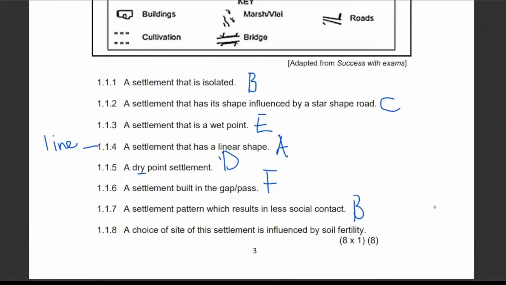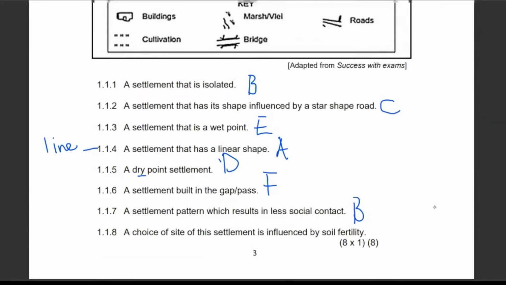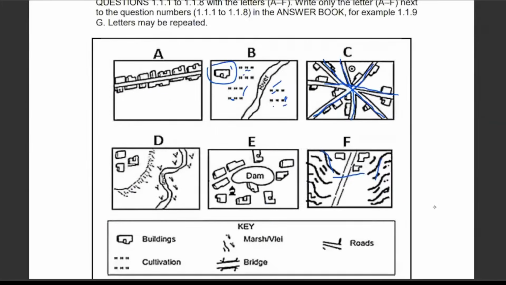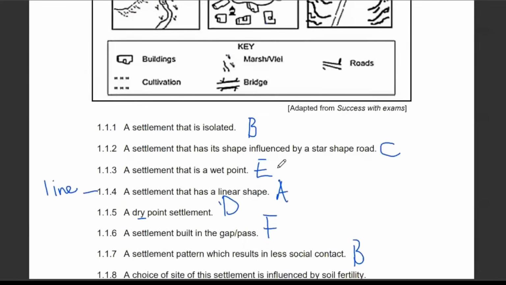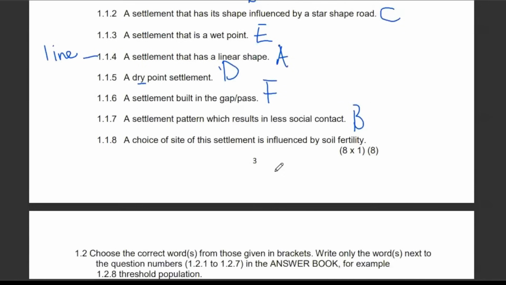Then the choice of site of this settlement is influenced by soil fertility. If we check, that settlement is established for the sake of accessing fertile soils. Automatically, B qualifies to be the correct response. Why are we saying so? This whole area is for cultivation. This whole area again is for cultivation, implying that the major activity that is happening in that settlement is farming, and you cannot farm where the soil is not fertile. So B qualifies again to be the correct response. That takes us to the end of question number 1.1.